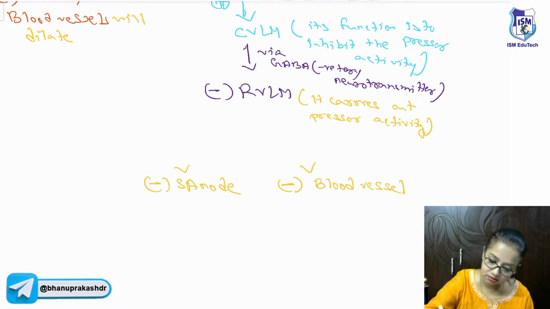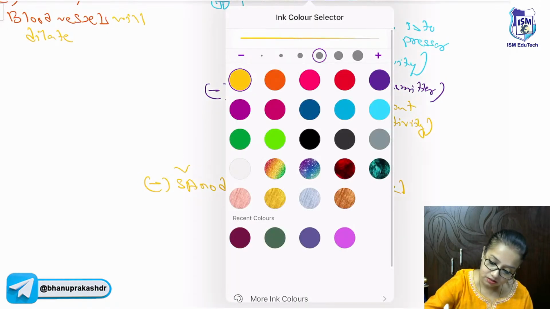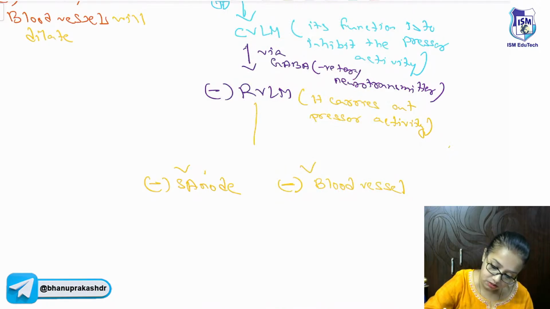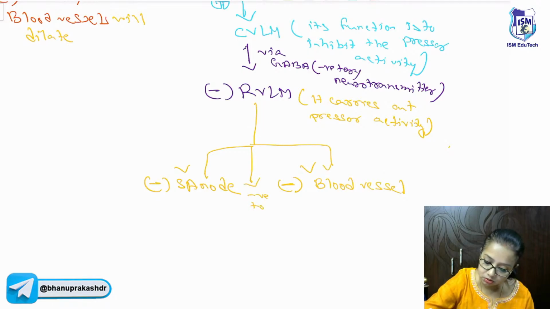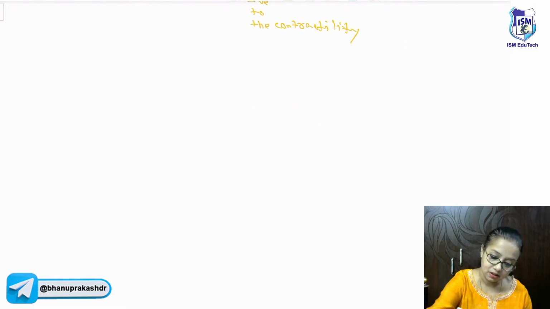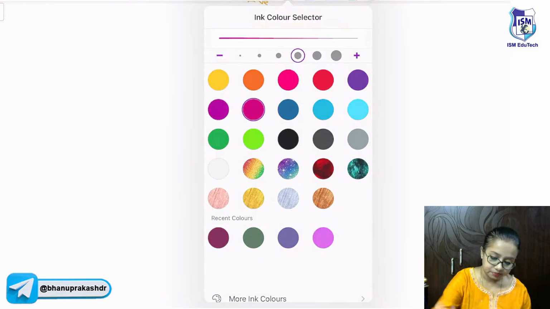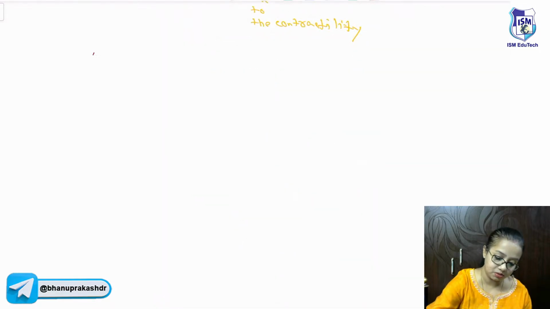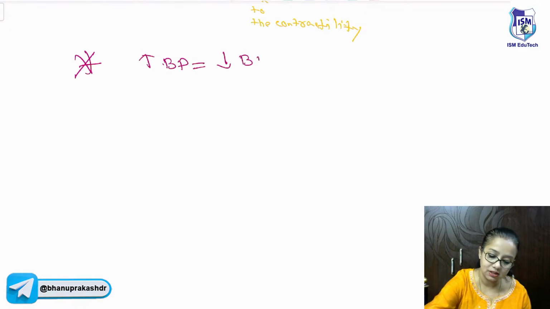And not only that, there will also be inhibition to the contractility. So all these things together will bring down the blood pressure. Now, one thing, if you see here, what is the takeaway from it? What additionally we have to remember? The increase in the blood pressure has caused decrease in the blood pressure.